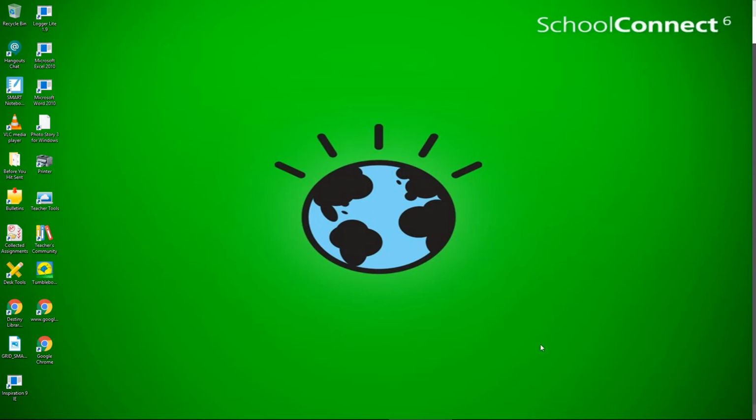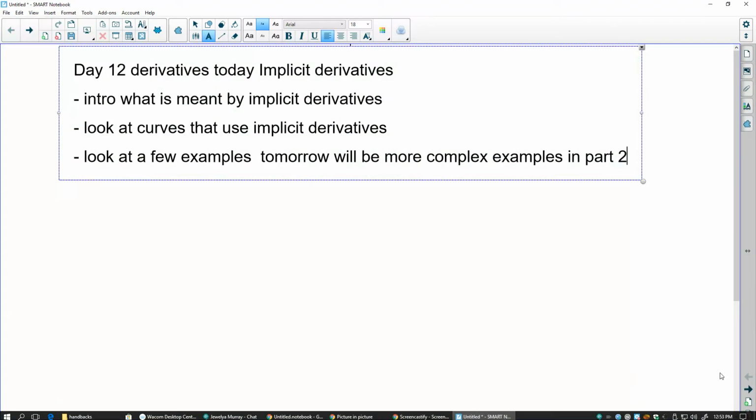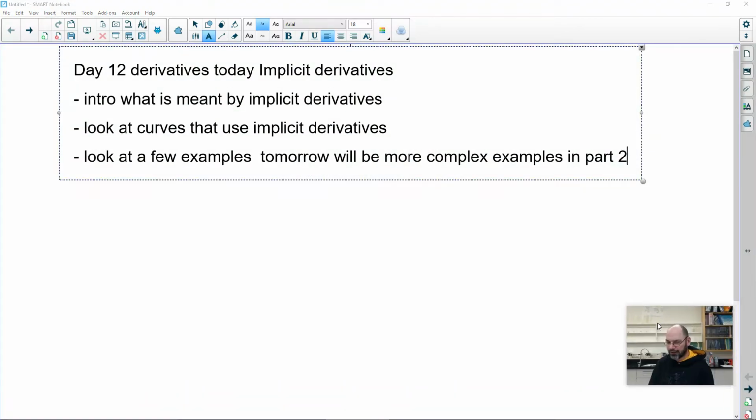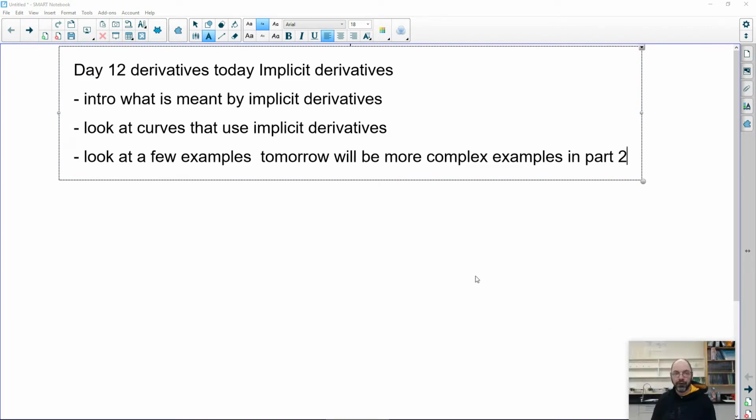Guys, let me just pop open what we need here. Today we're going to be looking at day 12. Last day you were working on combination derivatives and had a couple of work days. Hopefully those went well for you.